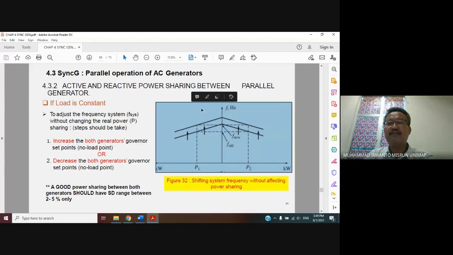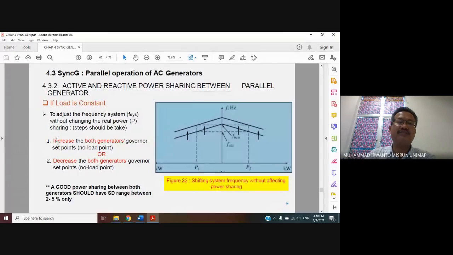We can see that if two generators share the load equally, half power each, for example 10 megawatts, then 5 megawatts for generator 1 and 5 megawatts for generator 2. And if we maintain the load constant, then the following conditions can be done.